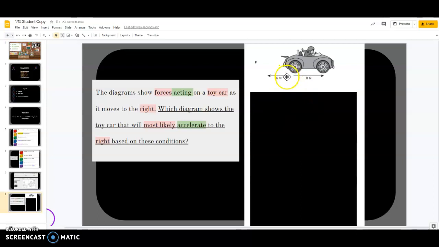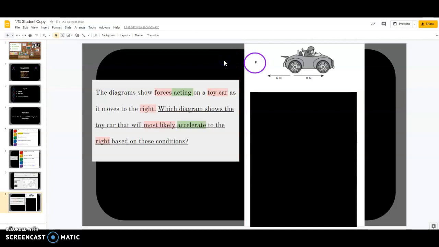I have 6 newtons pulling to the left and 8 newtons pulling to the right. The 8 newtons that's pulling to the right is a stronger force than the 6 newtons, so the car is most likely going to start moving towards the right when it's in this position. So now I'm going to drag over my green circle and put it around F.